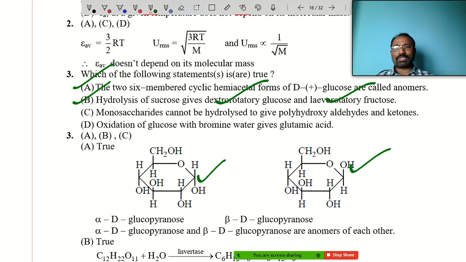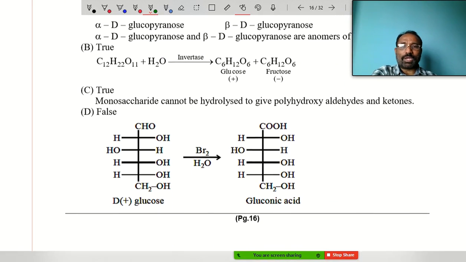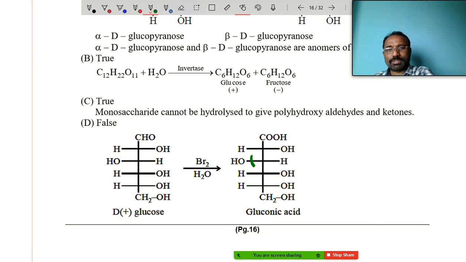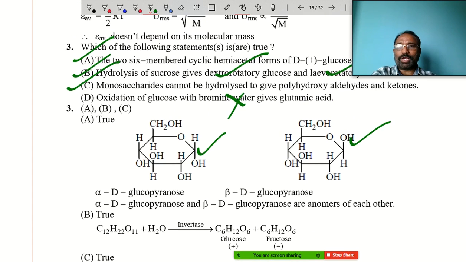Next, monosaccharides cannot be hydrolyzed to give simpler polyhydroxyaldehydes and ketones. It is also a right statement. Next, D. Oxidation of glucose with bromine water gives glutamic acid. This is a wrong statement. It does not give glutamic acid, it gives gluconic acid. This is gluconic acid, not glutamic acid. Therefore, option D is wrong. Therefore, what are the right options? A, B, C are right options.